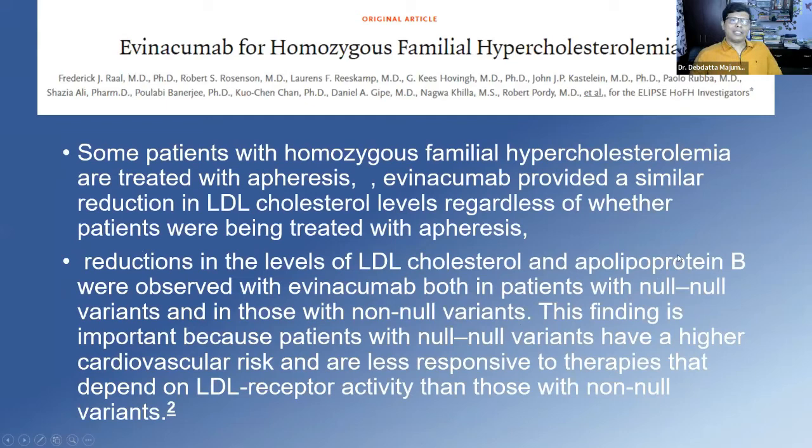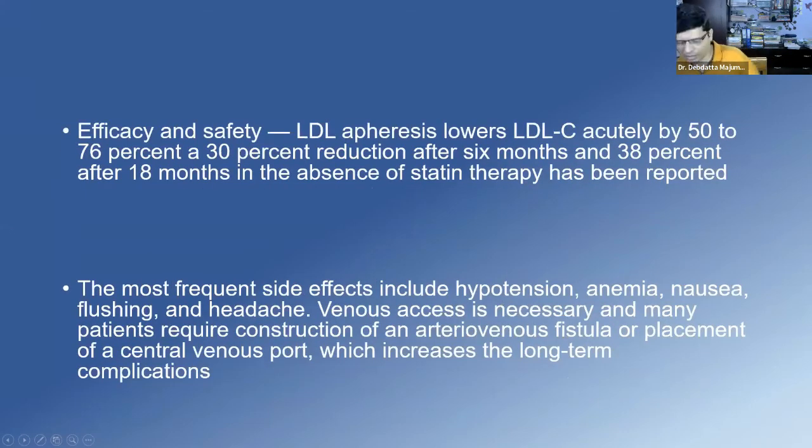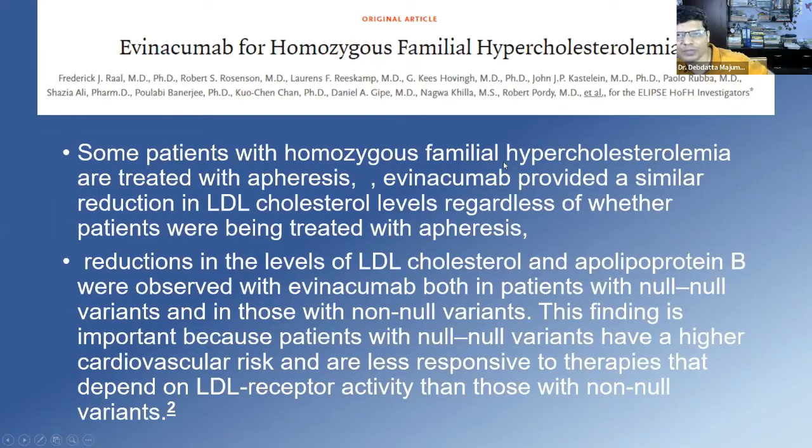So come to this, another newer agent. Again, a refractory patient, homozygous familial hypercholesterolemia. This was a trial, the ELLIPSE trial. What it showed, and this is a new drug, evinacumab, again a monoclonal antibody, which has an effect on the non-LDL receptors. It acts via the VLDL, IDL receptors, and hence is very, very effective in patients who are completely devoid of receptors, null variant, meaning that no LDL receptor is present at all. And even then, this drug is effective in reducing the atherogenic lipoproteins, both the cholesterol as well as triglyceride.